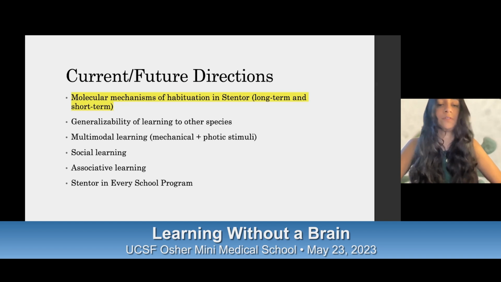Associative learning is a different form of learning. Basically, the Pavlov's dog experiment. In Pavlov's dog experiment, basically the dog was presented with food and a ringing bell at the same time. And the dog eventually over time learned to associate the ringing bell with the food and began salivating with just the ringing bell without the food. And this is thought to be a complex form of learning limited to creatures that have a brain or at least a nervous system. But I want to see if it applies to stentor as well.